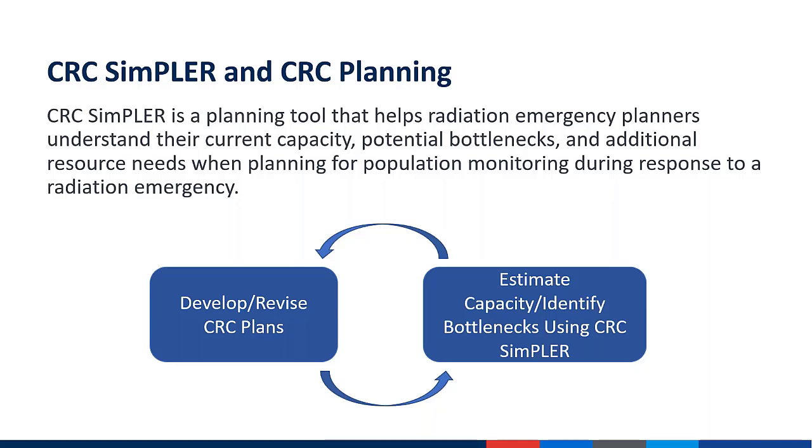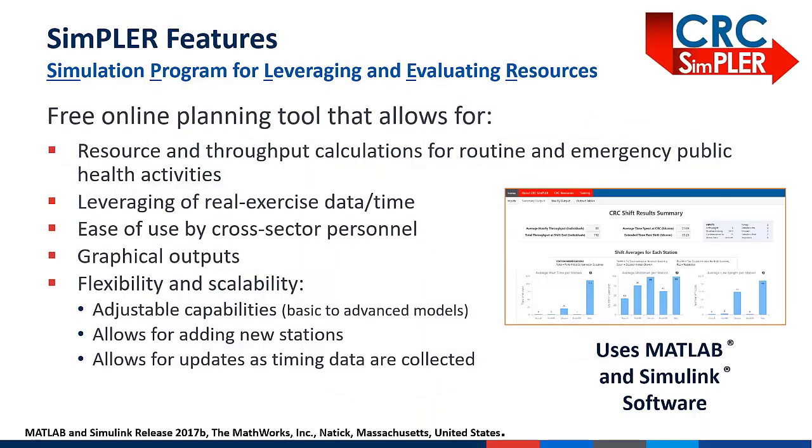potential bottlenecks, and identify any additional resource needs when planning for population monitoring during response to radiation emergency. And ideally, you would develop or revise your CRC plans, you would run estimates using CRC Simpler, identify any changes that need to be made, and then go back to your CRC plans. And we see this as an iterative process.